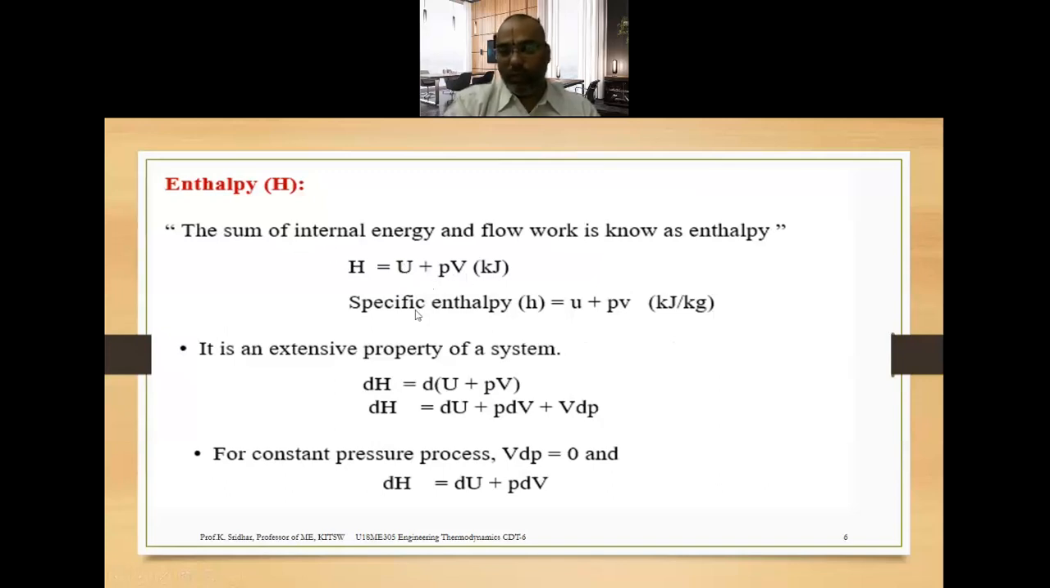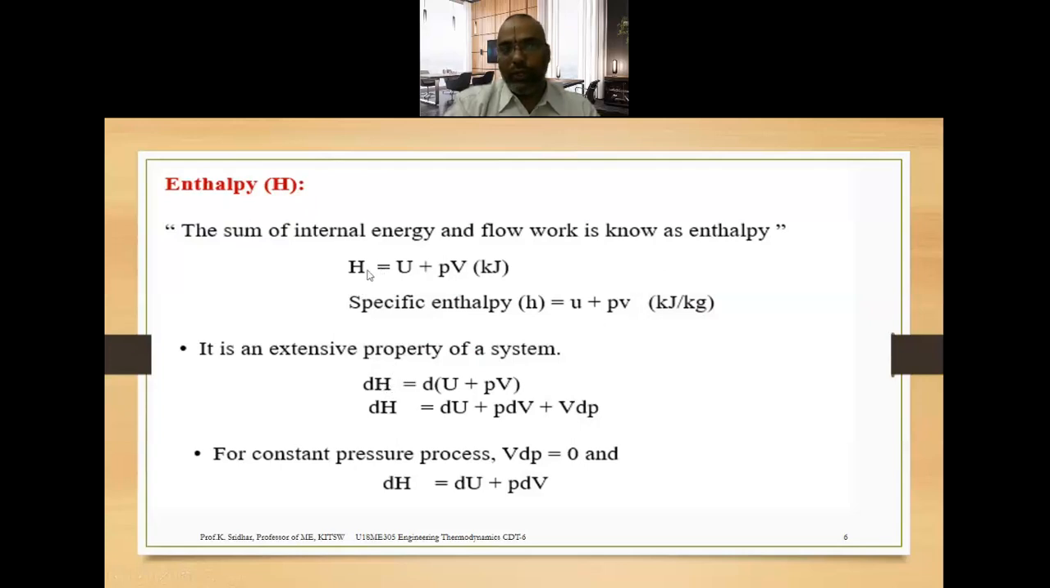Specific enthalpy is nothing but enthalpy per unit mass. Specific parameters are normally represented with small letters, so small h equals small u plus small pv. The specific enthalpy is small h and the normal enthalpy is capital H. That is the way we differentiate enthalpy from specific enthalpy. Enthalpy is an extensive property of the system, because I told you that enthalpy and entropy are extensive properties.